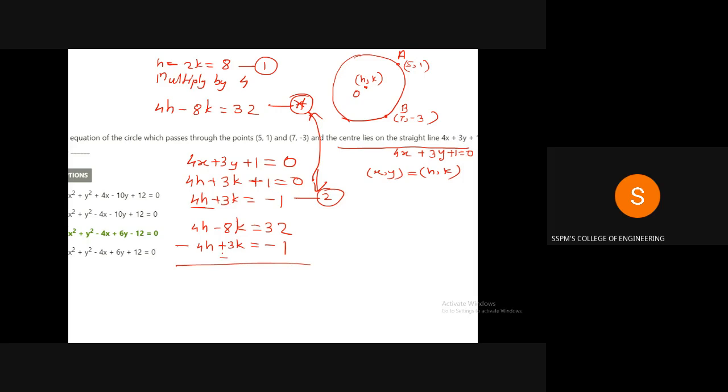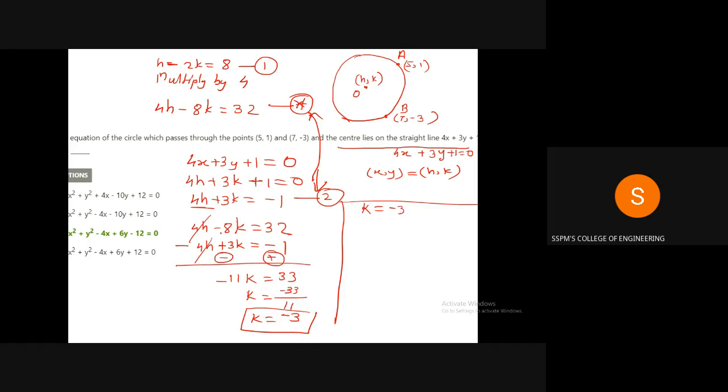If we subtract this, we have to change the signs first. So 4h minus 4h, they will get cancelled. Minus 8k minus 3k is minus 11k, that is equal to 32 plus 1, that is 33. Therefore k is equal to 33 divided by 11, that is k is equal to minus 3. So we have one value now, that is k is equal to minus 3.